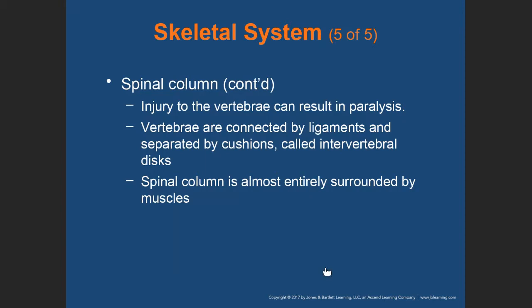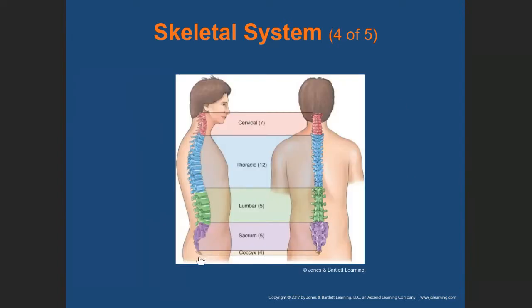Now, spinal column. Injury to the vertebrae can result in paralysis. So if there is injury at an area within the spinal column and it cuts off the impulses, then the patient can have paralysis below the level of the injury.